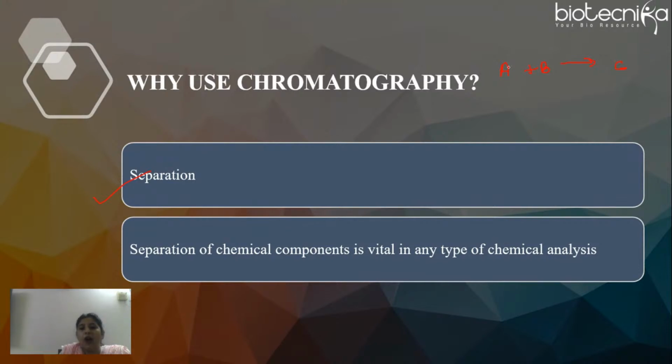Now, at the end of the chemical reaction, there is a possibility you will have some unreacted A, unreacted B. Some intermediates might have been formed during this reaction, and those will also be there. So if we want to analyze C, if we want only C, don't you think you have to separate it from other unnecessary or unwanted components, right? So this is the reason we have to use chromatography. So the key here is separation, and separation of chemical components is vital in any type of chemical analysis.